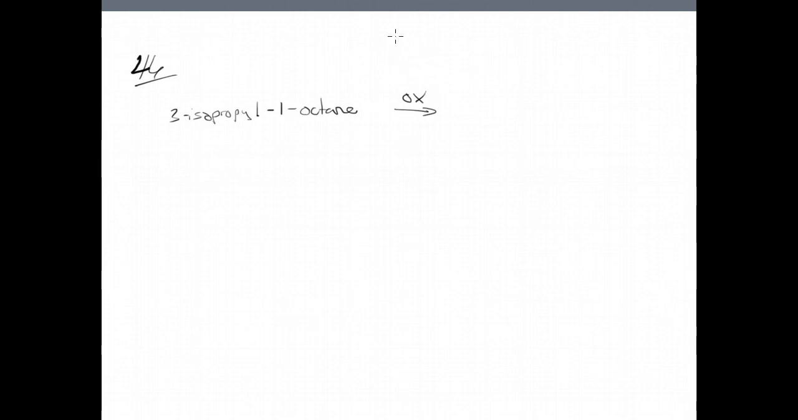Well, remember you can have MnO4 or Cr2O7, so permanganate or dichromate. So anytime you see mild oxidation, those are the 2 reagents I want you to think about. Now, in order to get to the product, we have to draw this out. So 1, 2, 3, 4, 5, 6, 7, 8. 1, 2, 3, we have our 3-isopropyl octanol. Okay, so here's 3-isopropyl octanol from question number 46.